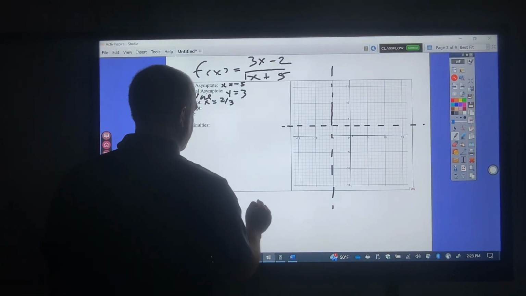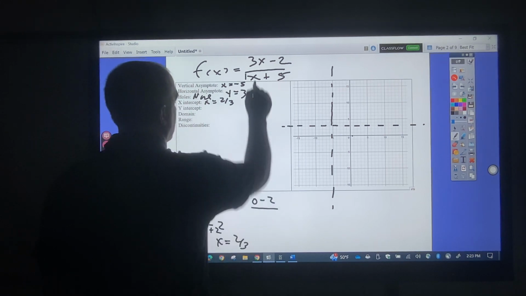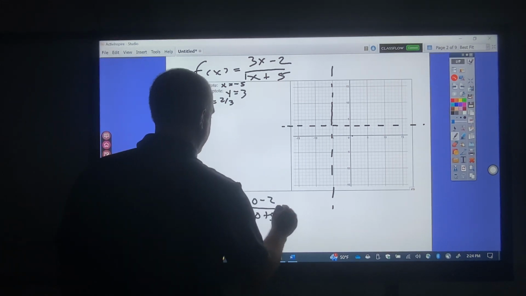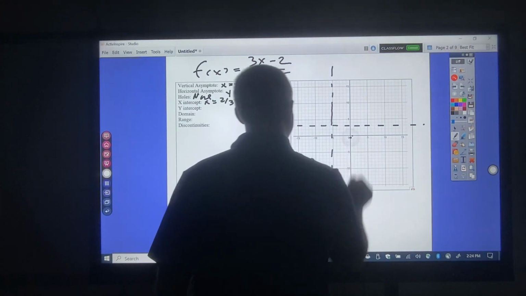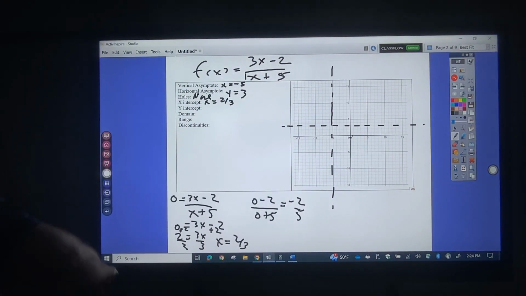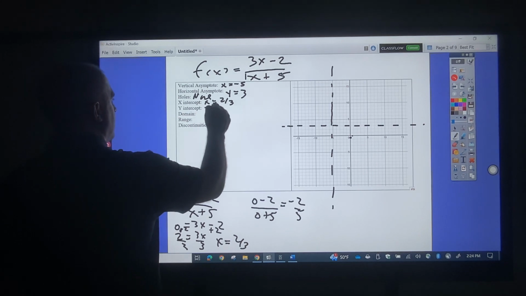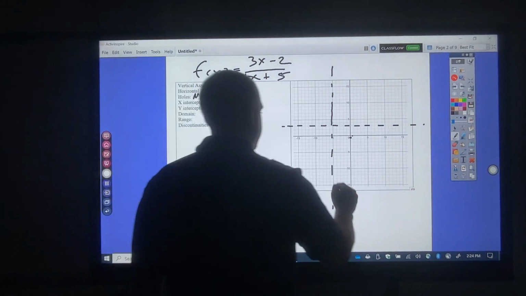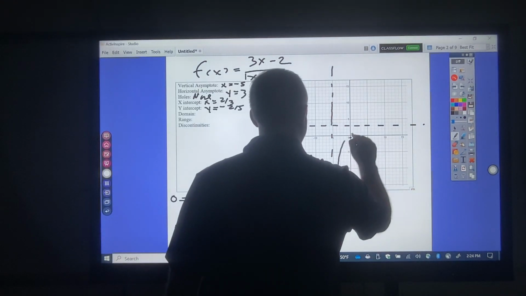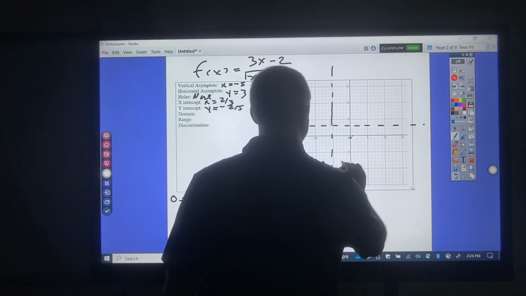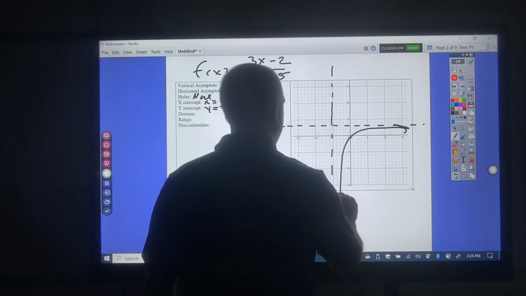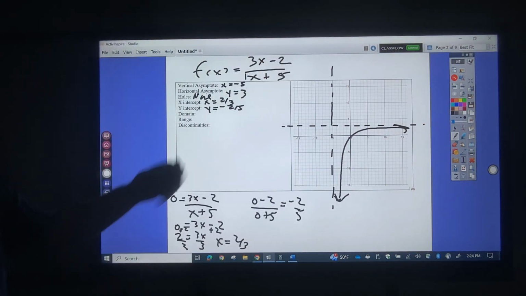For the y-intercept, I want to put 0 in for x. So basically that's going to be 0 minus 2 over 0 plus 5. So that's negative 2 over 5, which is negative 2/5, which is right here. So as you can see, I got a curve down in that area. It's going to be somewhere here. Okay, I didn't draw that very well. Going through those points. If you want to find more points, you can always put in more.